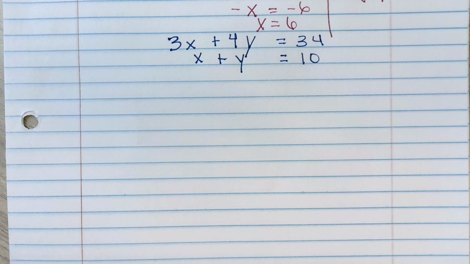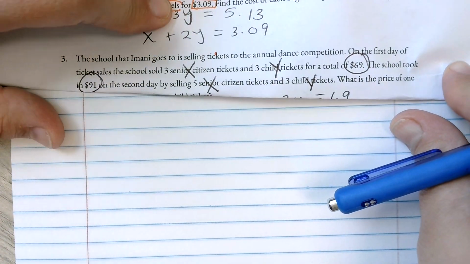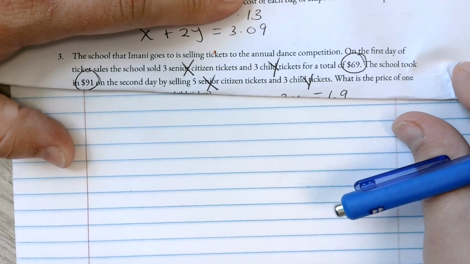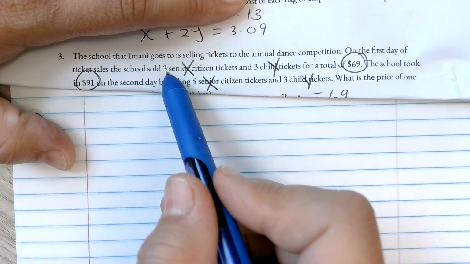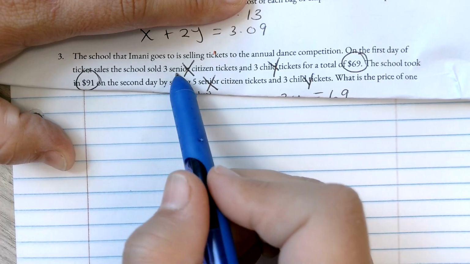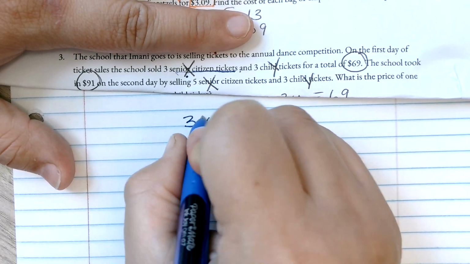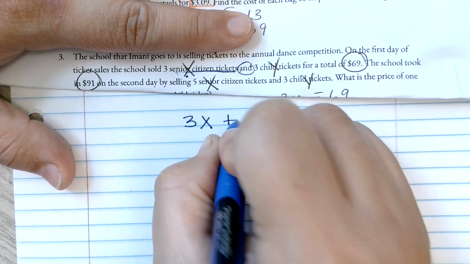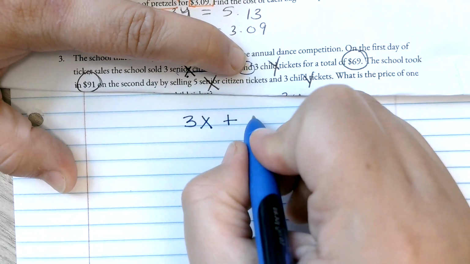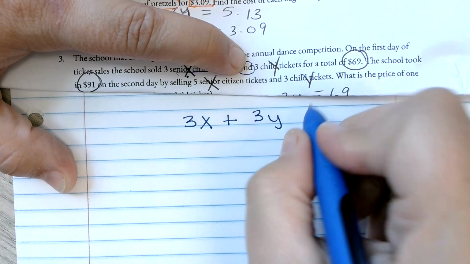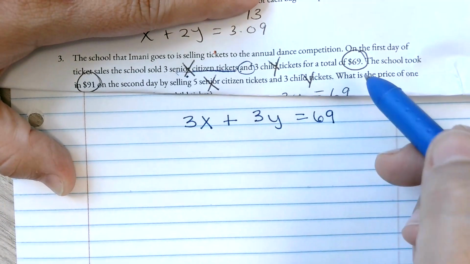And I like to use this one a lot, so I want to make sure to walk through it with you. The school that Imani goes to is selling tickets for the annual dance competition. On the first day of ticket sales, she sold 3 senior citizen tickets. This is the first type of ticket that pops up, so I've labeled it X. So that is 3X. And is a plus sign. They also sold 3 child tickets. So we also have 3Y for $69. So that 69 is a total that we sold on that day.